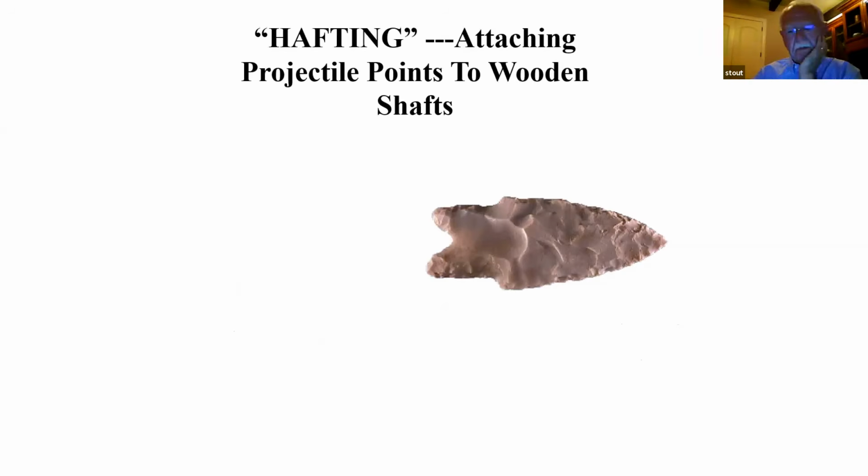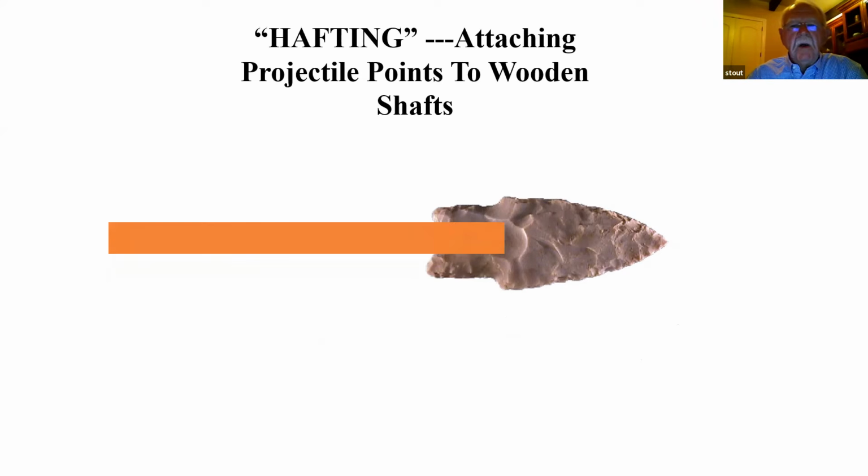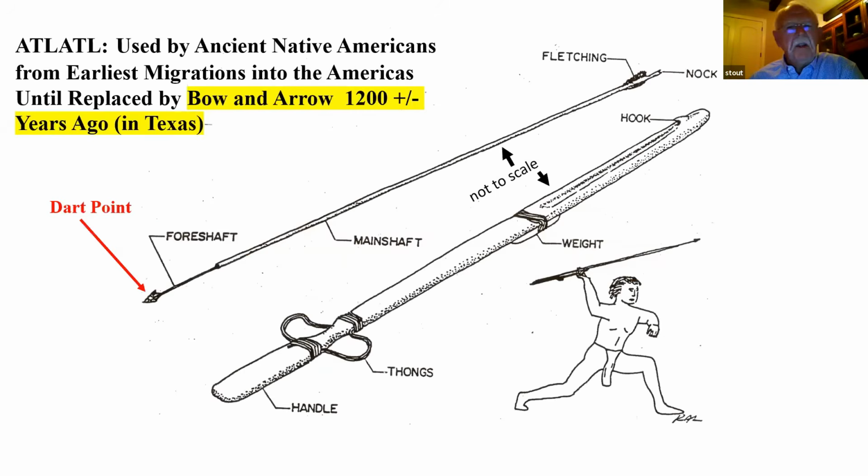Now, this is just an example of one particular type of spear point. Actually, it's a dart point, and you'll see why I call it a dart point in just a moment. This is called a Pedernales point. And these were just hafted onto shafts. And then those shafts were part of a device called an atlatl, which this represents. This is what they used before the bow and arrow technology got to this part of the state.